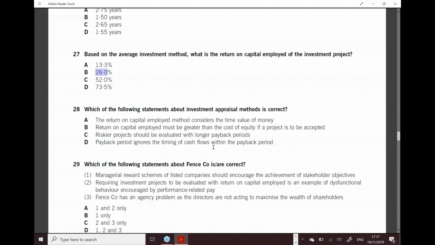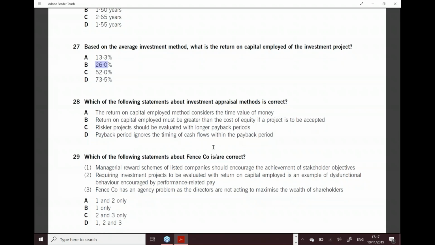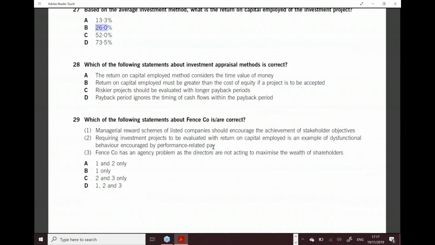That's different. Riskier projects should be evaluated with longer payback periods. Actually, the more risky the project, you will want quick wins. You want to actually have a quicker payback. Payback period ignores the timing of cash flows within the payback period. Yes, it does. Okay, so your appropriate answer there is a D.